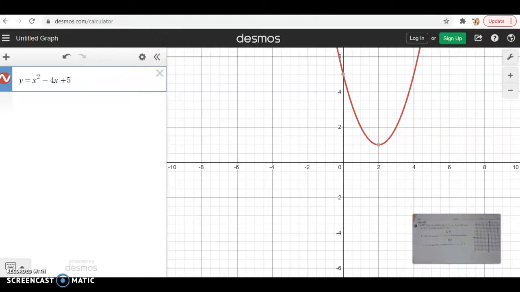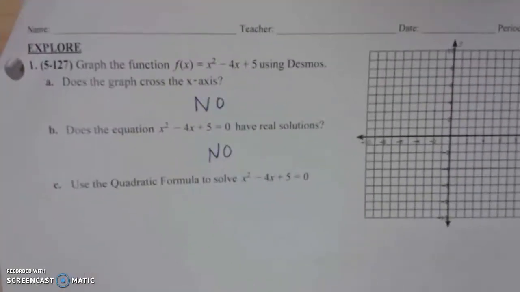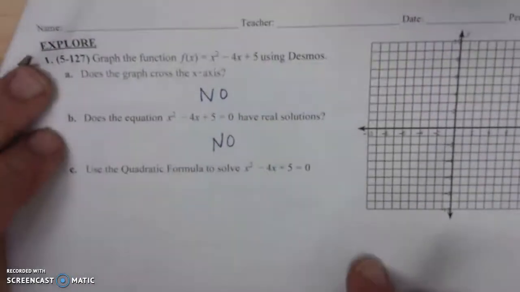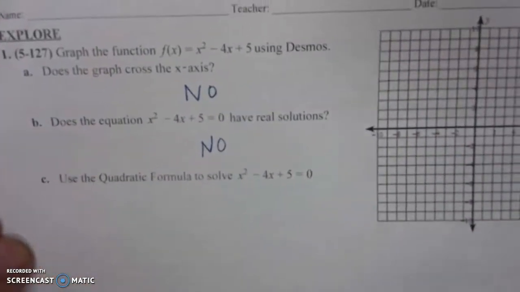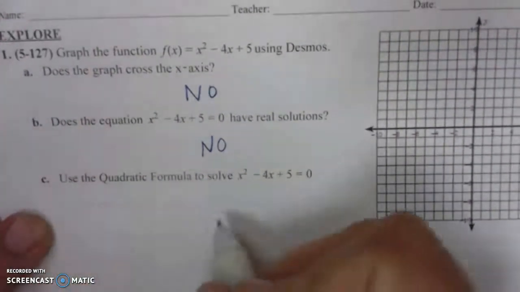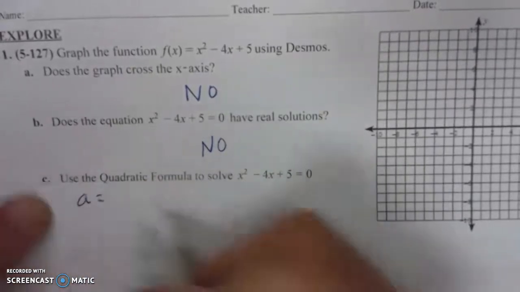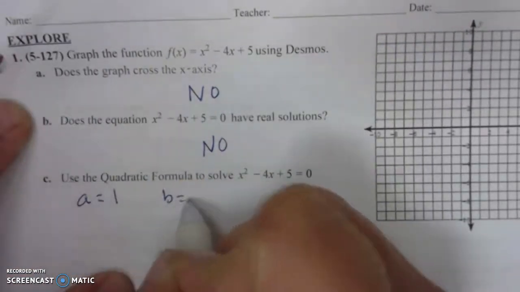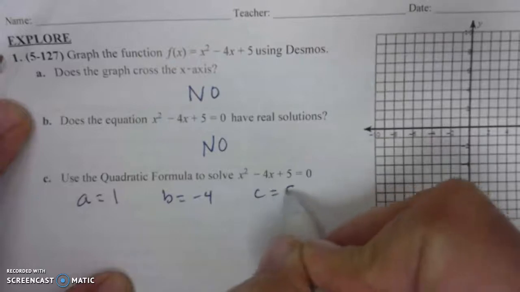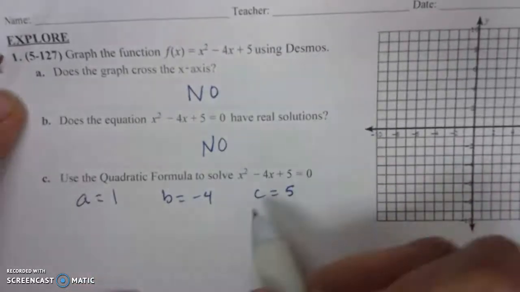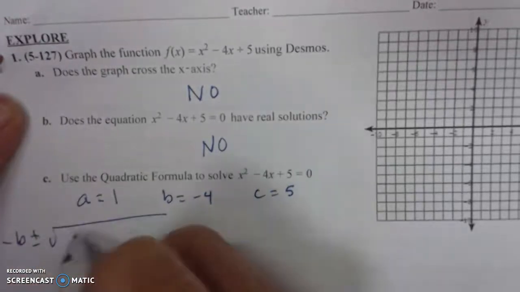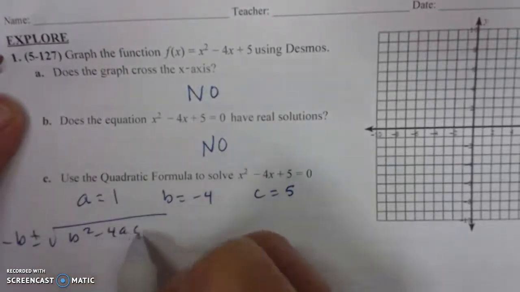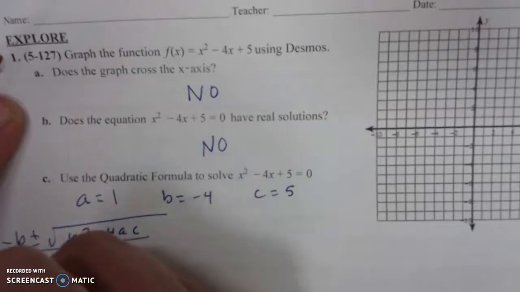Okay, I'm going to come back to my screen here. So far I've just put no and no. Now we're going to use the quadratic formula to solve this one. I need to know what my a is. A is 1, b is negative 4, c equals 5. Quadratic formula: negative b plus or minus the square root of b squared minus 4ac, all over 2a. That equals x.